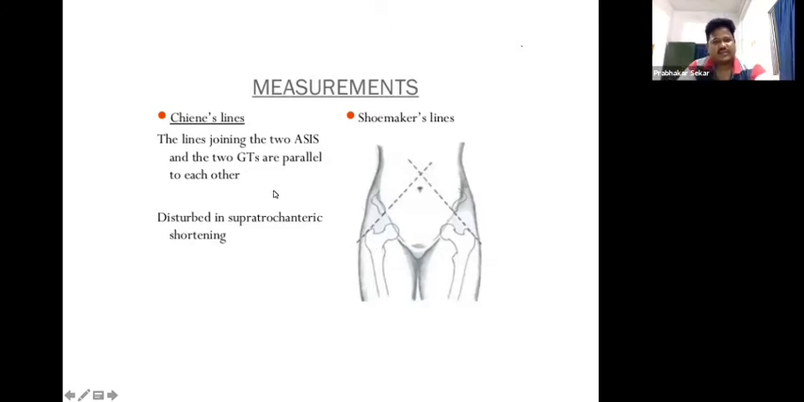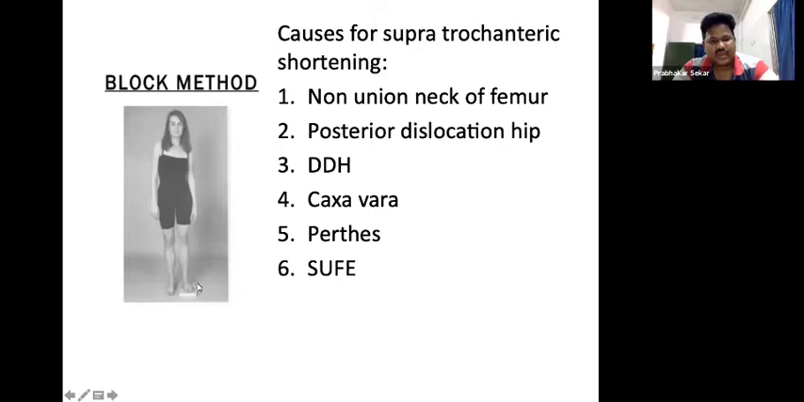Then Chiene's line. Here the line joins the two anterior superior iliac spines, as well as the two GTs. So they are parallel if there is no supratrochanteric shortening; otherwise they are converged. In case of the affected side, it gets converged. Another method is the block method. There is Coleman block method to assess the shortening, that is how far the shortening is, 5 cm, 10 cm, based on that. You have to match the tilt so that the patient does not tilt to this side or that side, and stands straight.